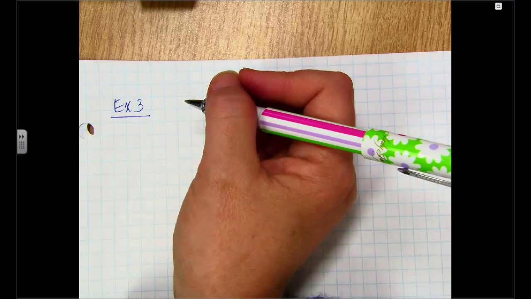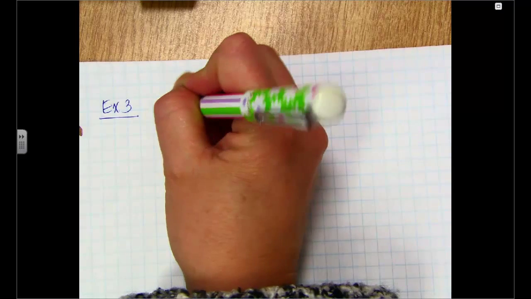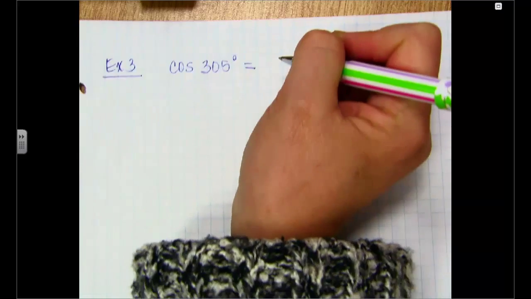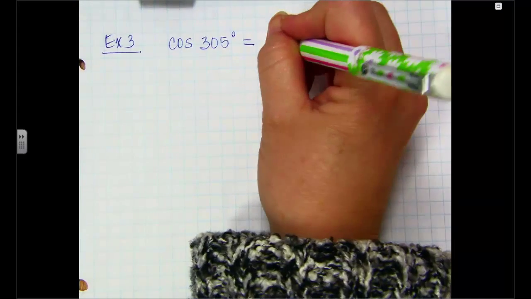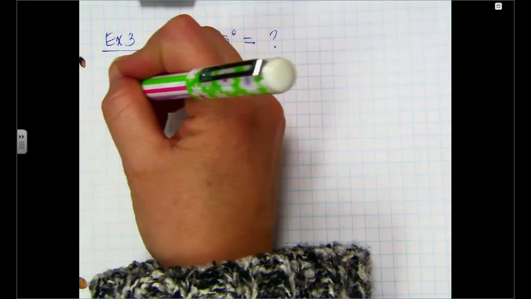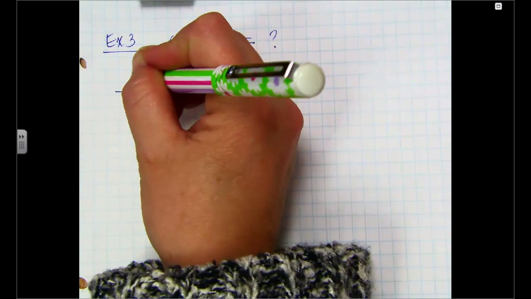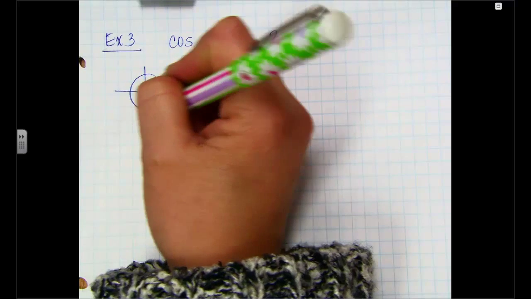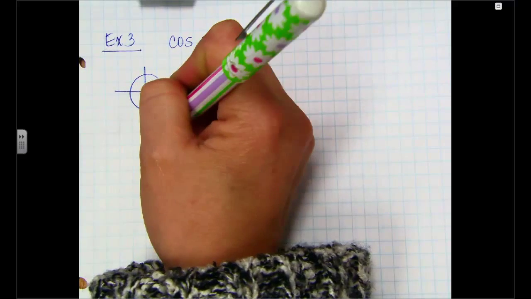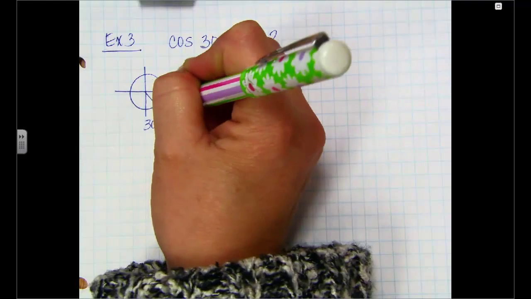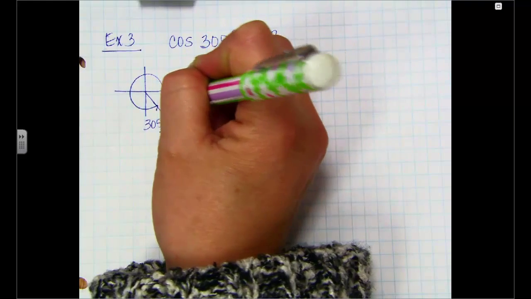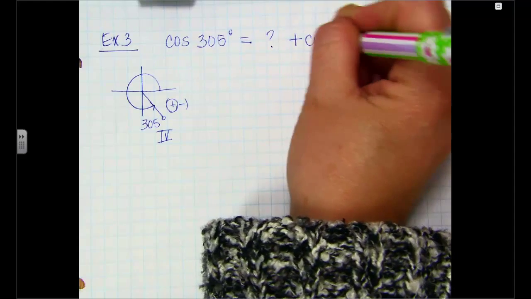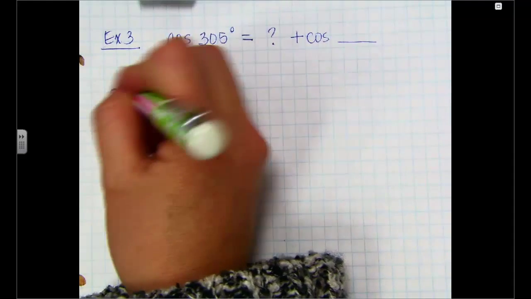Let's switch up functions here. So let's talk about cosine. And so for the last example, I want to find an equivalent to cosine of 305 degrees. Okay, well, 305 degrees is in quadrant 4. And in quadrant 4, cosine is positive. So the cosine of 305 degrees is going to be equal to the positive cosine of some number.